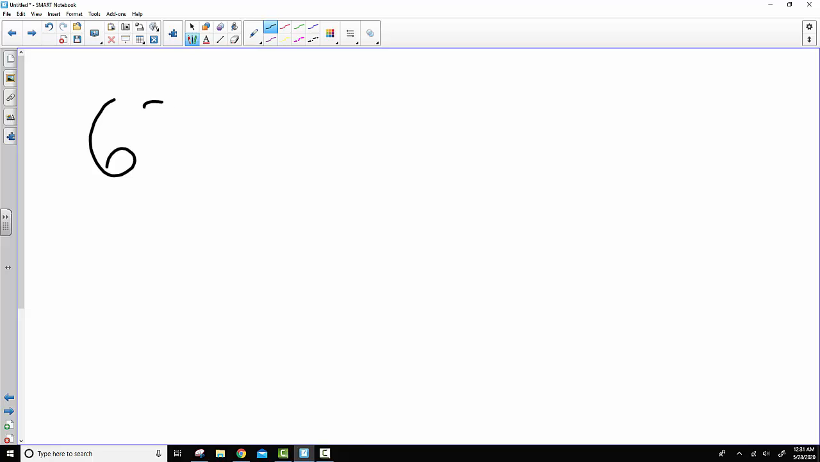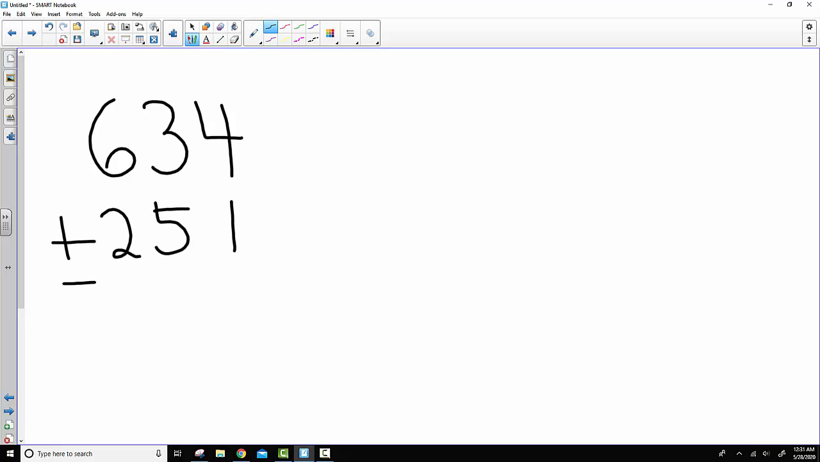Let's add 634 to 251. We can see that this is a fairly simple algorithm. There is no regrouping. So you could just add the ones column, 4 plus 1 is 5. The tens column, 3 tens adding to 5 tens would be 8 tens, or the value of 80. And now the hundreds column, 6 hundreds adding to 2 hundreds would be 8 hundreds. Very easy, very obvious for you.